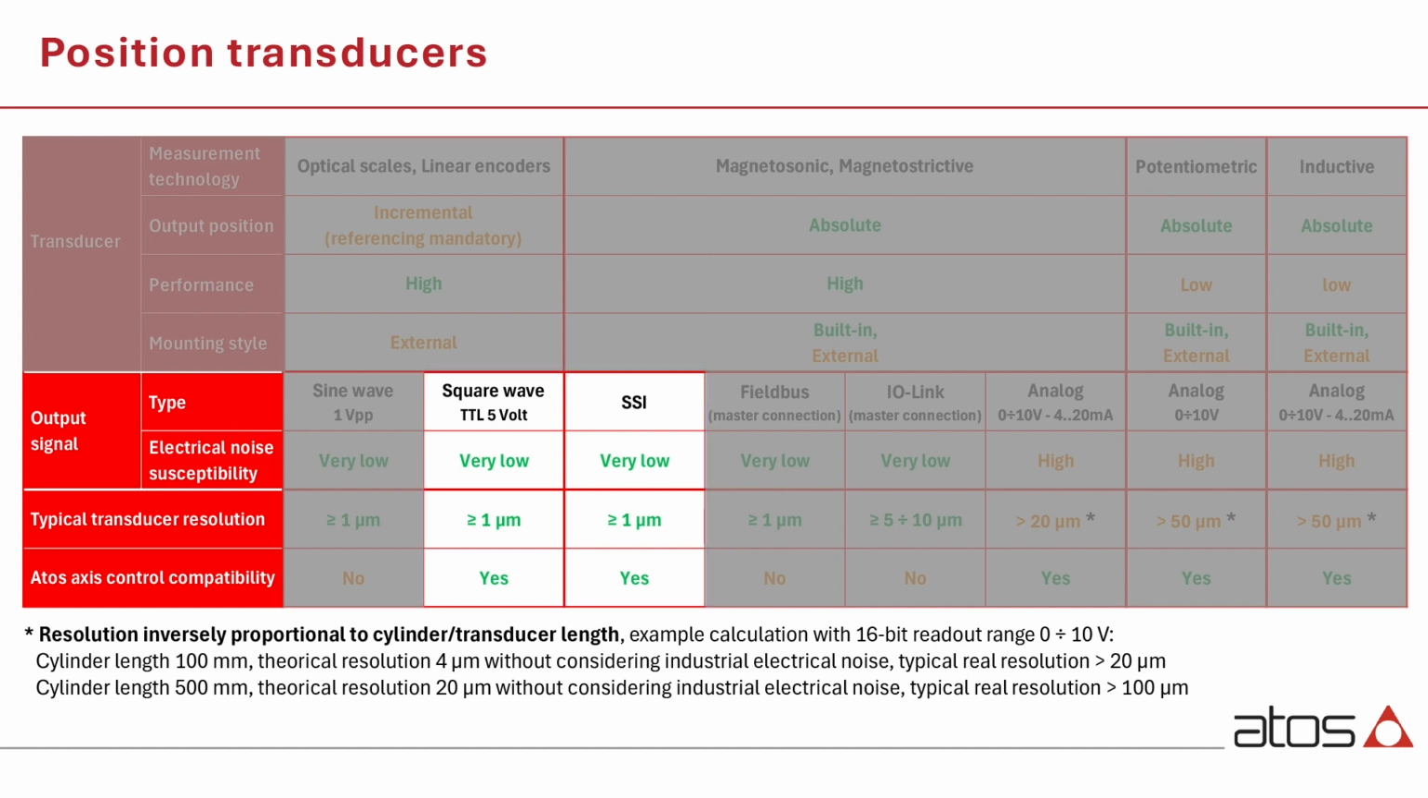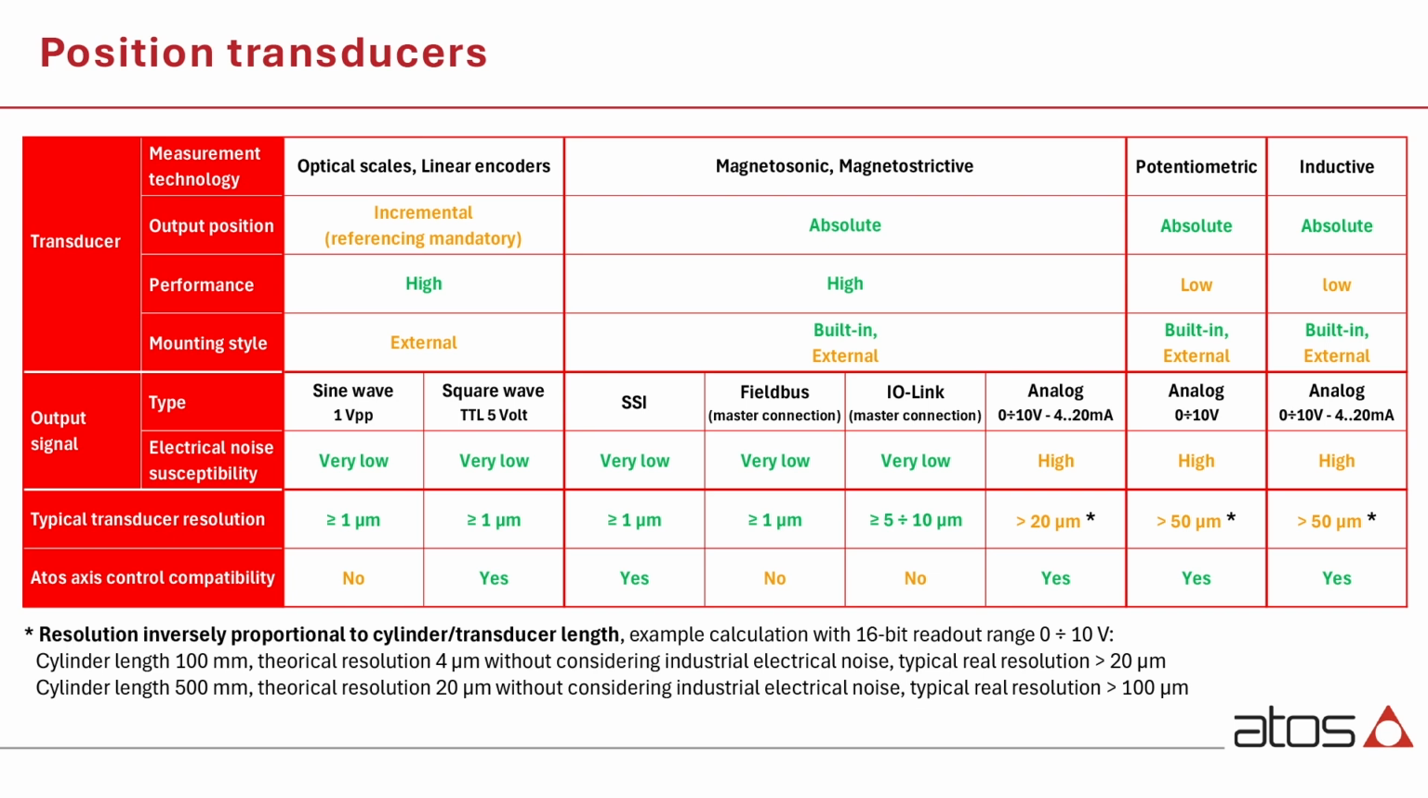Position transducer with field bus, IO-link, or other communication protocols are not compatible with Atos axis controller, as the Atos axis controller cannot be intended as a master device, but instead must be considered as a slave device within the network, just like the position transducer.